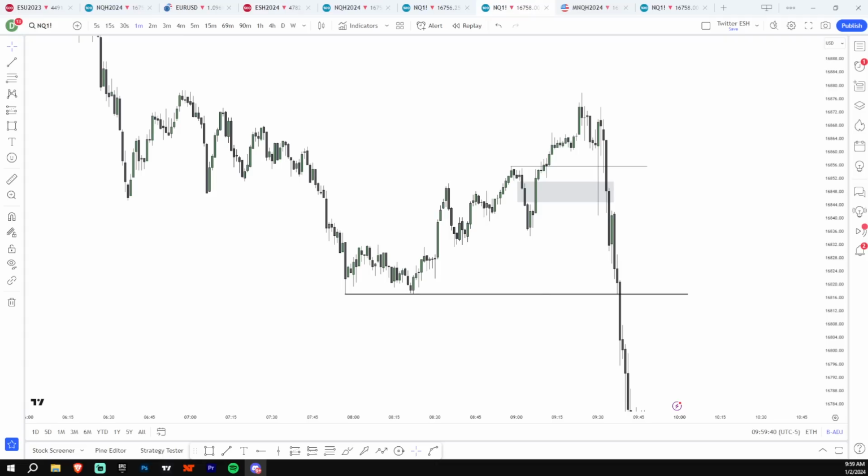By the way, I just got another TopStep payout on that trade. So that's nice.